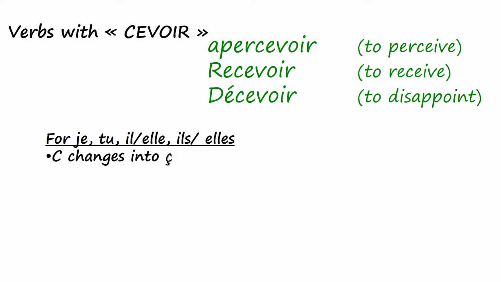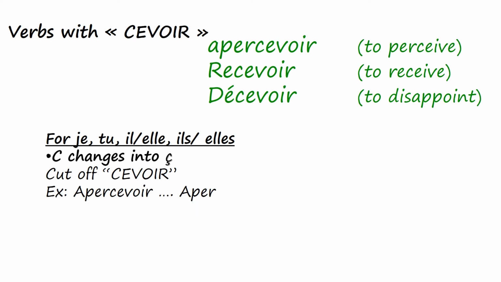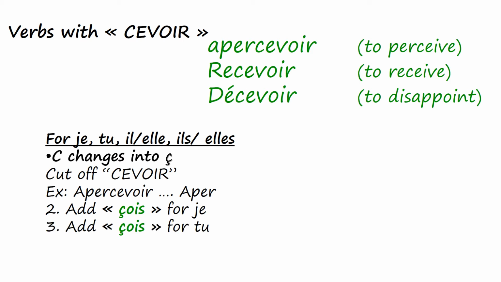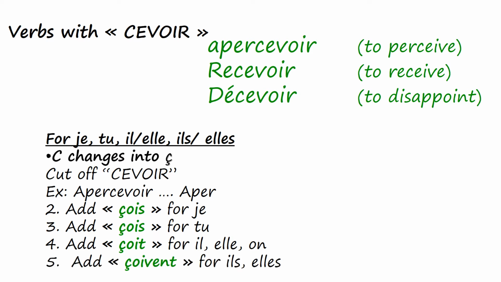First of all, we need to change the C into C cedilla. There is one small curve, a small S you can say. We call it cedilla in English, cédille in French. So first we change C into C cedilla, and then we cut the cevoir for je, tu, il, elle, and it becomes aper. So we say j'aperçois, tu aperçois, il or elle aperçoit, and the last one will become ils or elles aperçoivent. Okay?